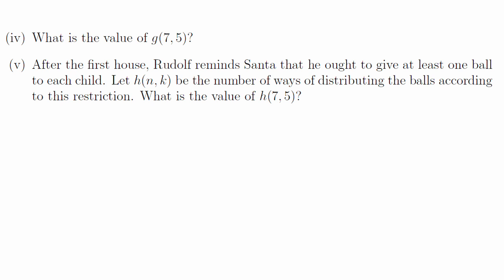Part 5, let's make Santa give one tennis ball to each child. Now Santa's got 2 tennis balls left and 5 stockings. Any possibility from g(2, 5) is a possibility for splitting up these remaining tennis balls in a way that satisfies the requirements of part 5, so the answer is g(2, 5), which is 15.